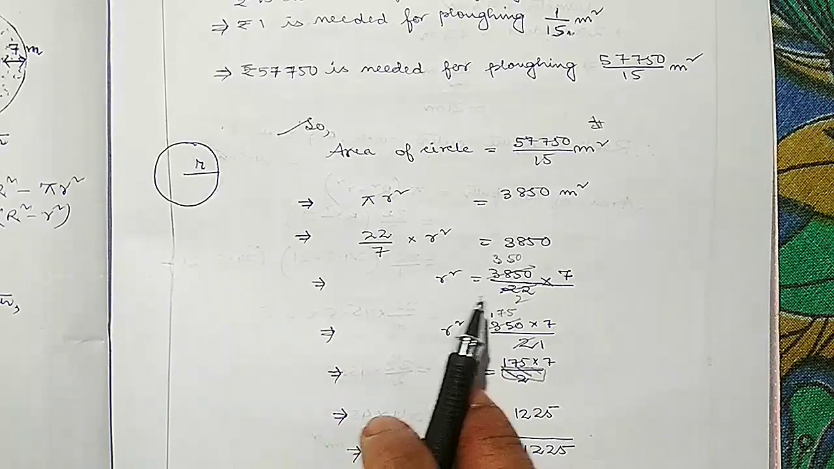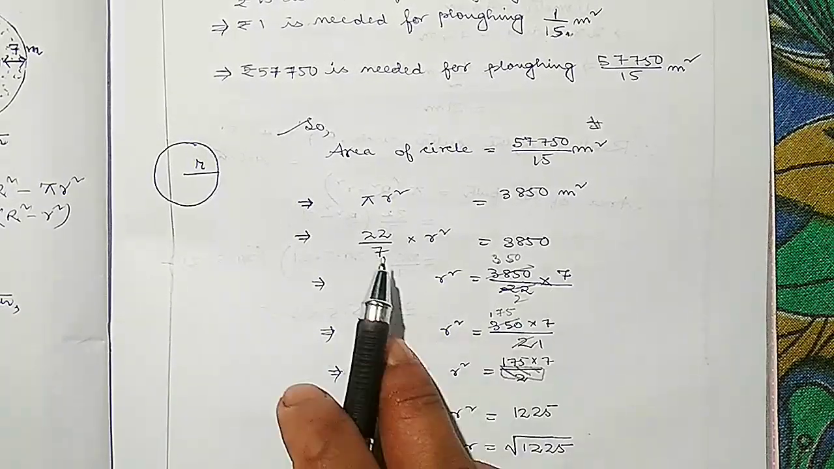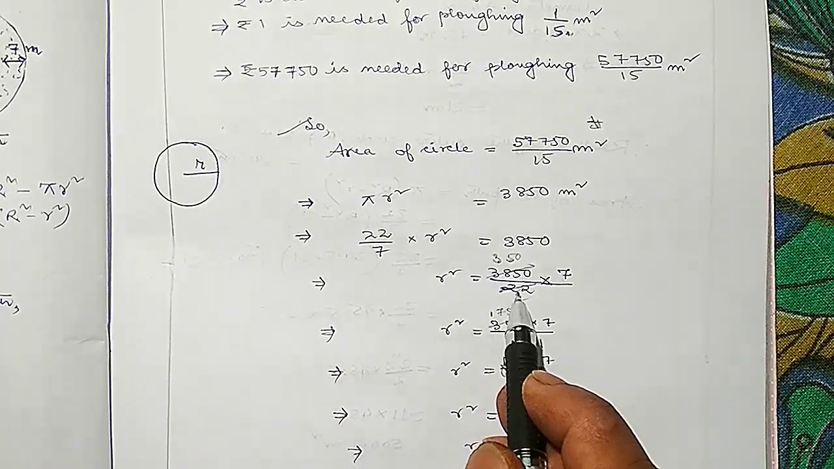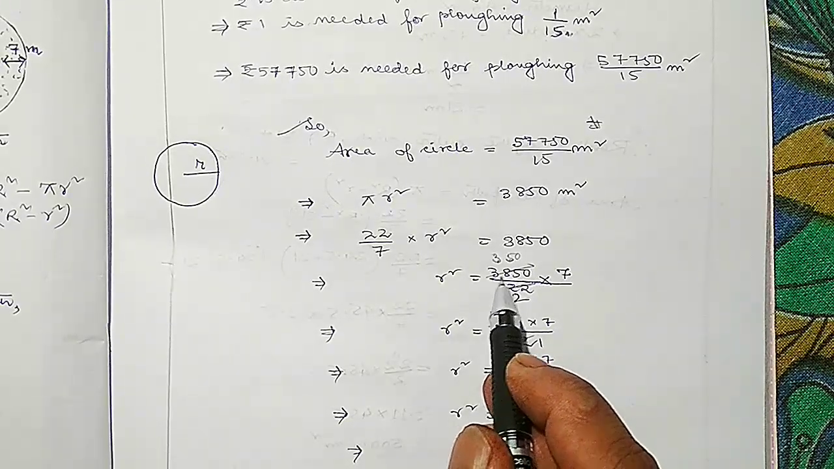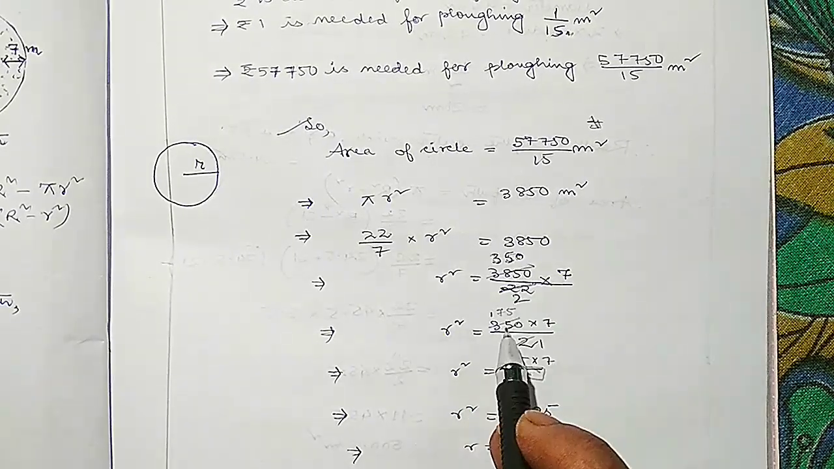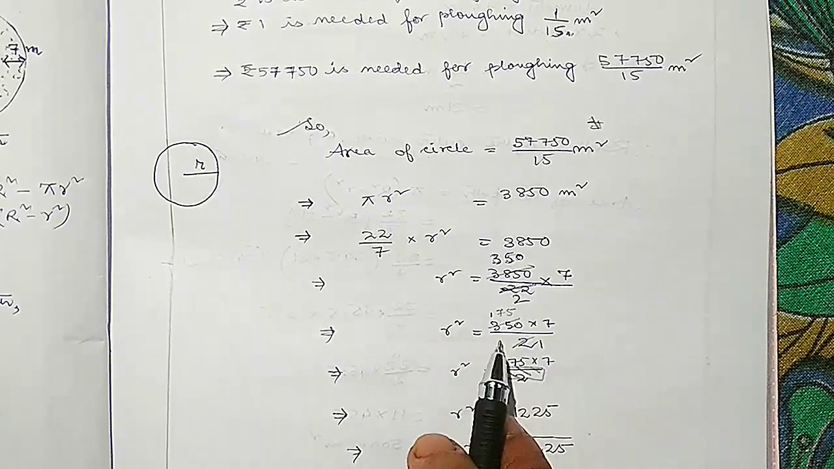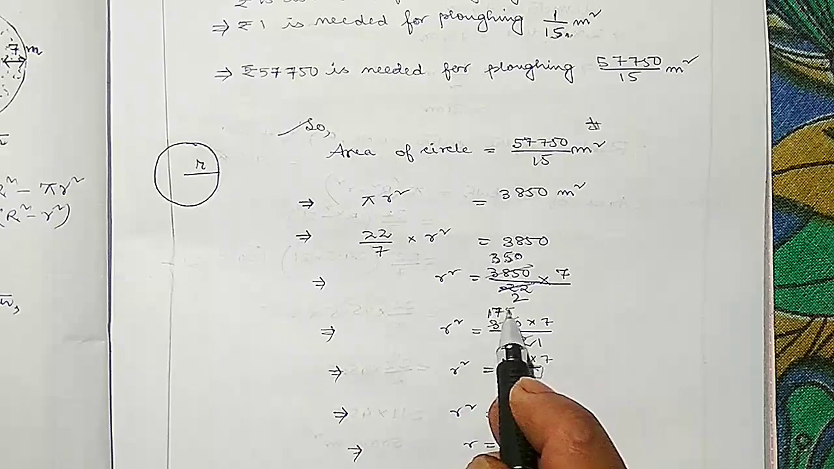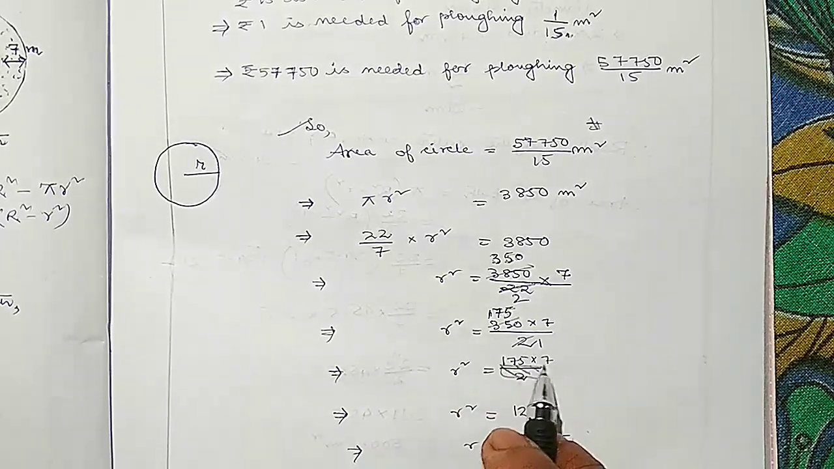So r square will be 3850. And if I cross multiply, 7 will be in the numerator, 22 will be in the denominator. Now if I cancel these two with 11, I got 11 2 ja 22, and if I cancel 3850 by 11, I am going to get 350. Now in the next line, r square is 350 into 7 by 2. These 2 and 350 can be cancelled, and we got 175. So r square is 175 into 7.